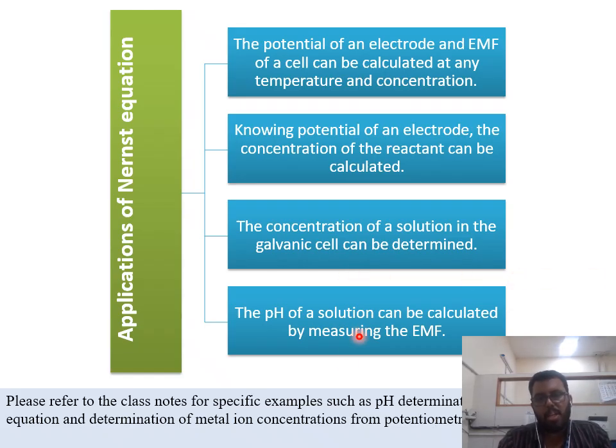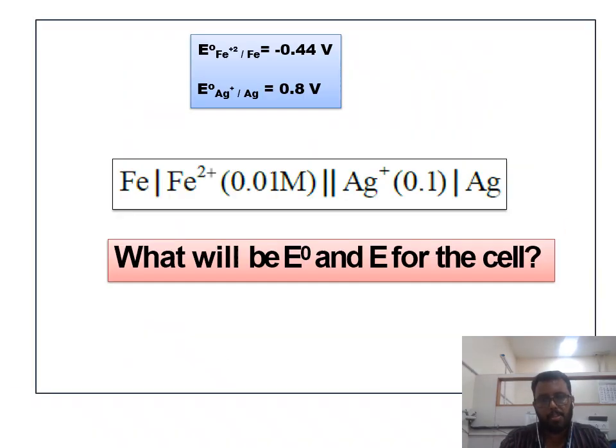This is what the third one as well. pH is nothing but E is equal to E naught minus 0.059 into pH. So the hydrogen ion concentration you can substitute and you can calculate the pH easily. So like that, there are some other numerics.